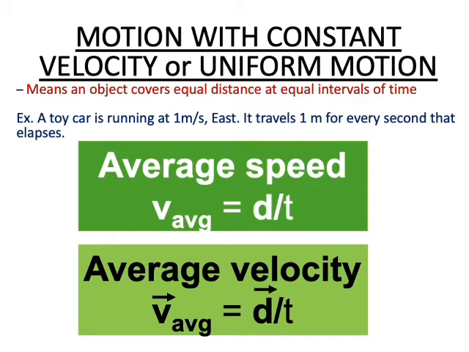So what is the formula? For average speed, V sub AVG equals distance divided by time. Total distance traveled divided by time. Well, for average velocity, it's V with an arrow on top sub AVG equals total displacement, or D with an arrow on top, divided by time. Okay, let's go ahead and apply these formulas in finding average speed and average velocity.